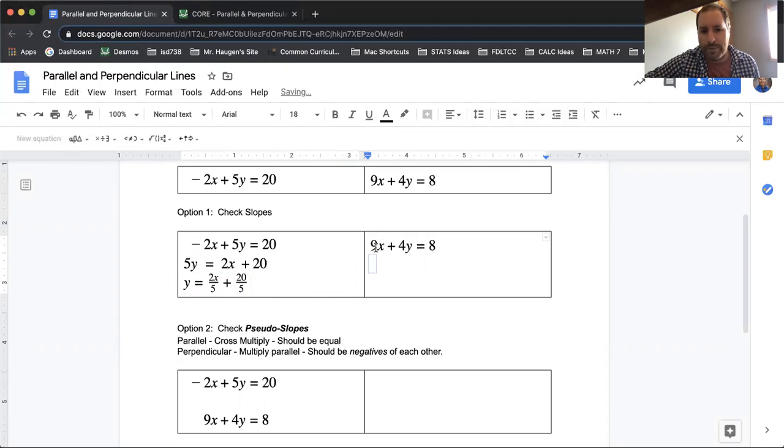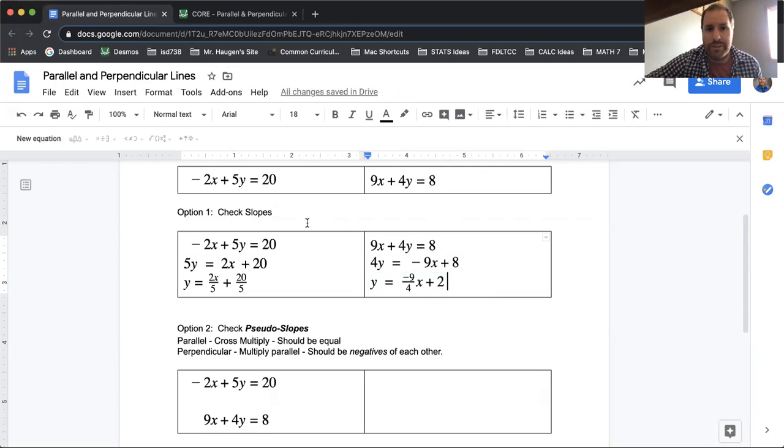Same thing over here. Subtract the 9x over. So we get y equals, I suppose, negative 9x in this case, plus our 8. And then we would go ahead and take everything and divide by 4. So y equals negative 9, and again, it doesn't really matter if we put the x in front or on the numerator. It's the same thing. And then plus 8 divided by 4 being 2, or you could put that as a fraction as well.